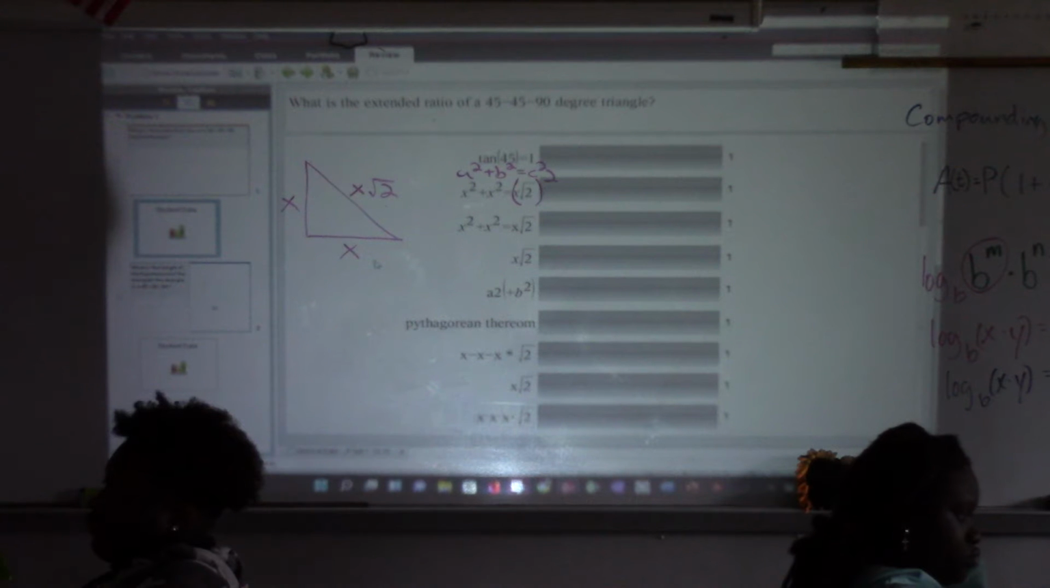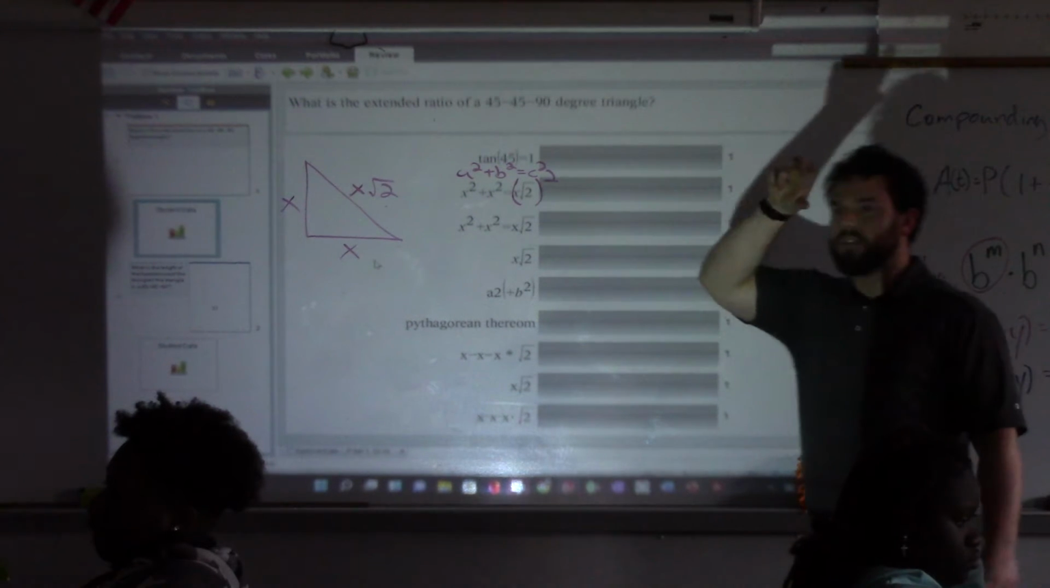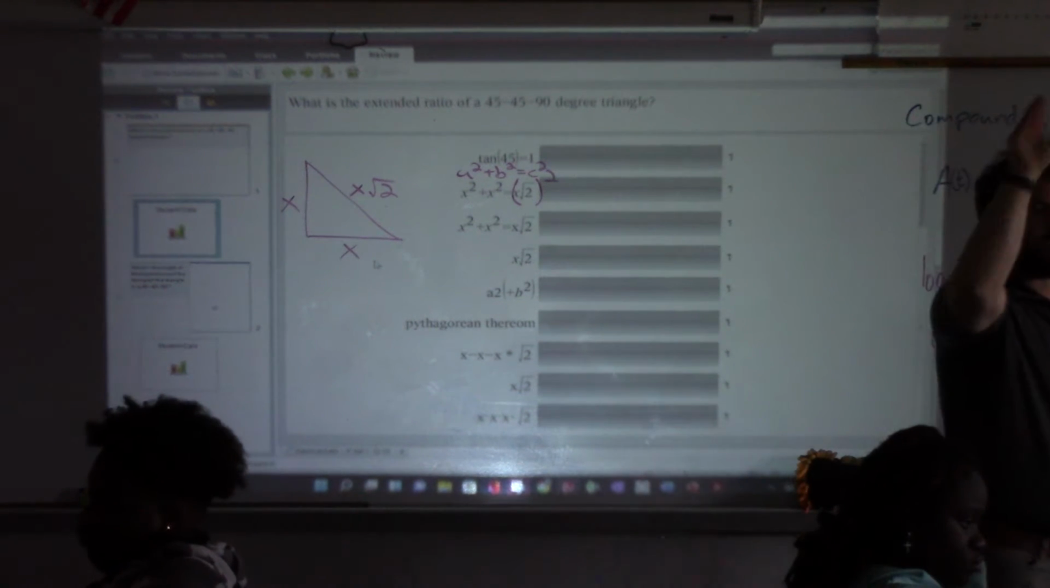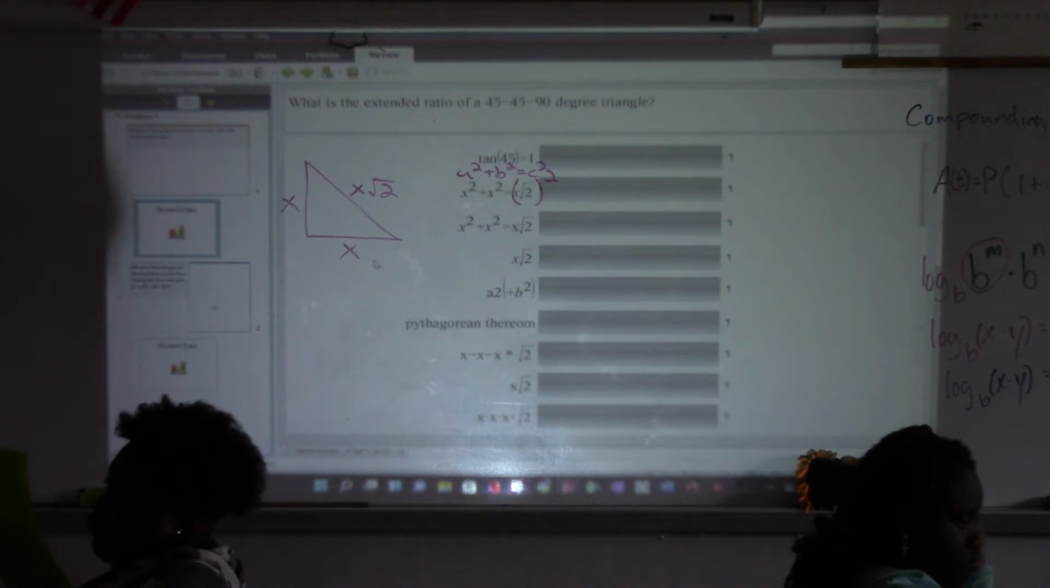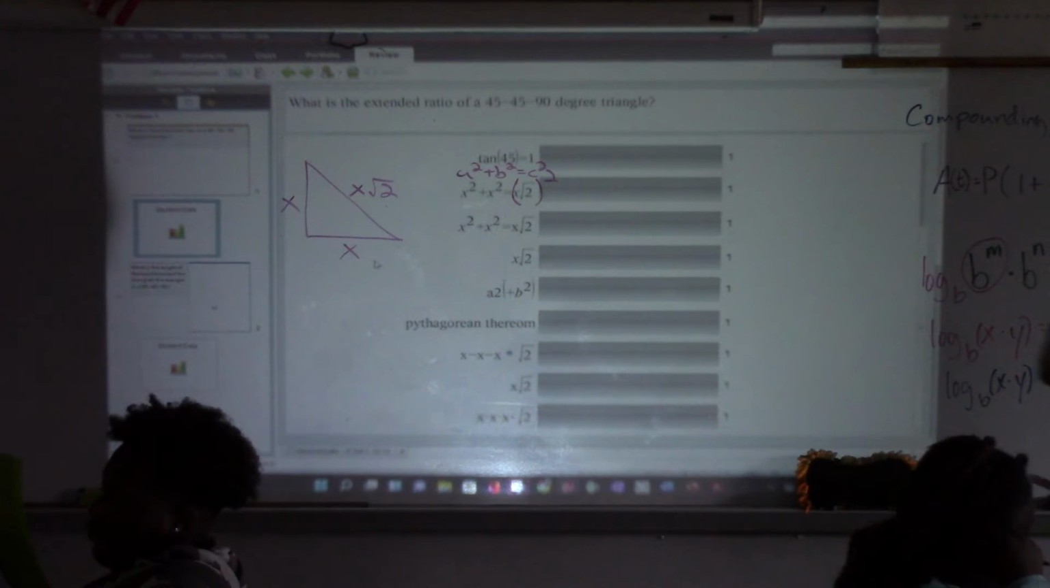So there it is. Look at the top table on the back side. When the side length was x, what was the hypotenuse or the diagonal? Look at the table. X times the square root of 2. When the side length was x, then the hypotenuse was x square root of 2.